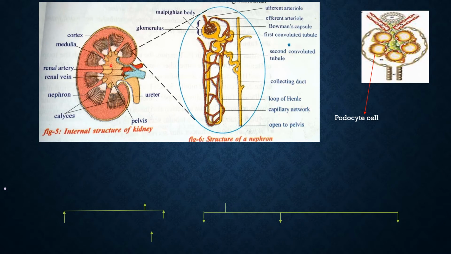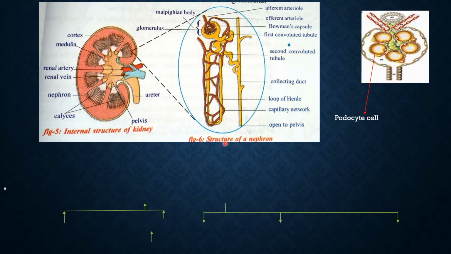The inner side of each kidney has a hilum for the entry of the renal artery, exit of the renal vein, and the ureter. Renal artery brings oxygenated blood loaded with waste products, and renal vein carries deoxygenated blood. All the urine filtered by the nephrons is collected into the pelvis and moves out through the ureter.